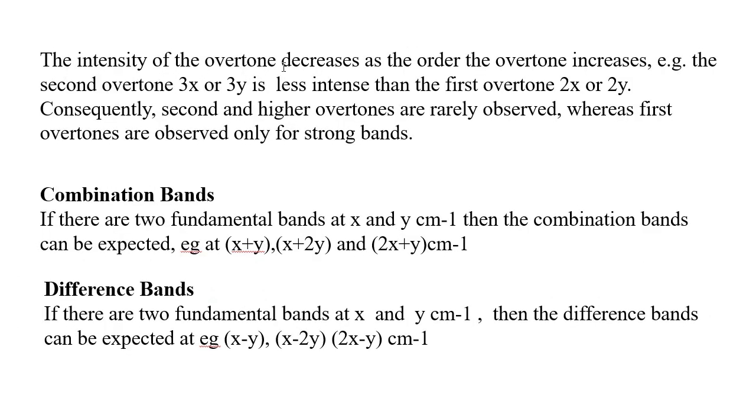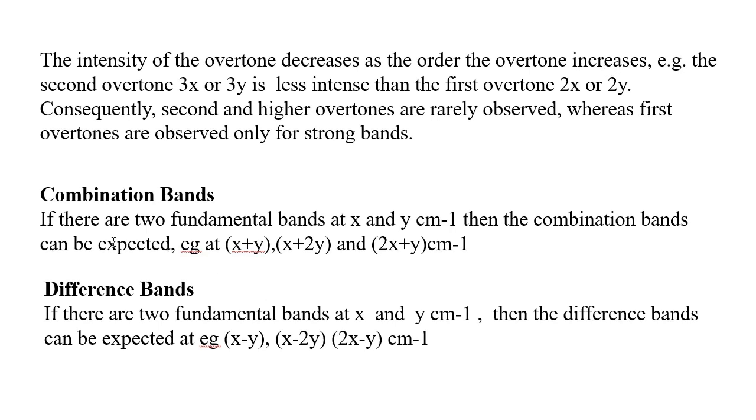See, the intensity of overtone decreases as the order of overtone increases. For example, the second overtone, that is 3X or 3Y, is usually less intense than the first overtone 2X or 2Y. Consequently, second and higher overtones are rarely observed, whereas the first overtone is observed only for strong bands. Okay, that means the intensity of overtone decreases as the order of overtone increases.